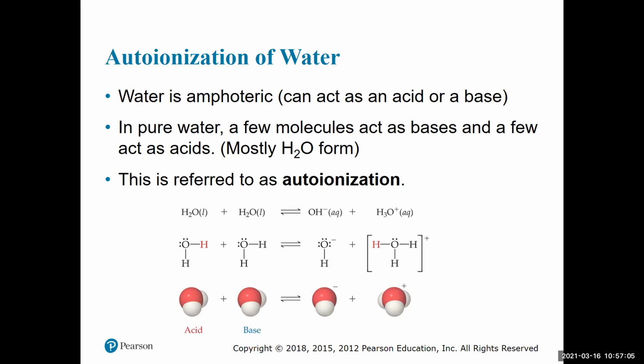And when you have pure water, most of it is sitting around as H2O, but there are a few of the molecules that are H3O plus, and a few of the molecules are OH minus. This is referred to as autoionization. And because water can serve as acid or base, the term we use there is amphoteric.